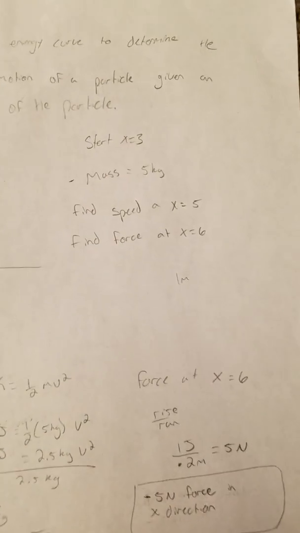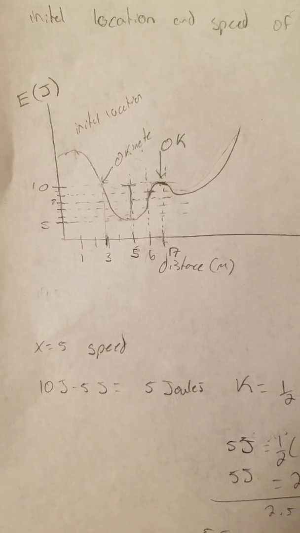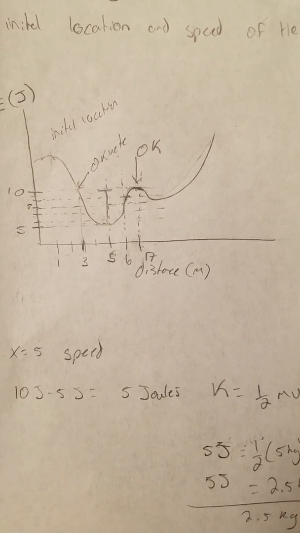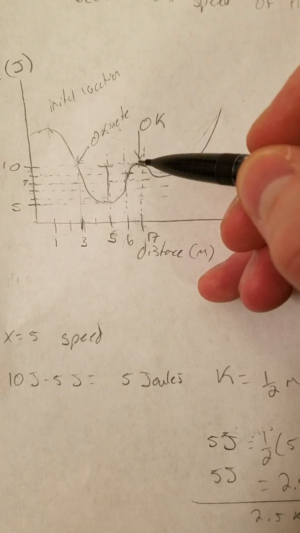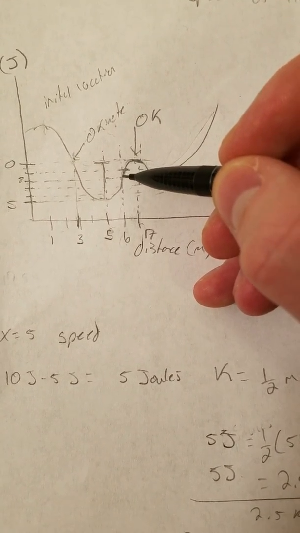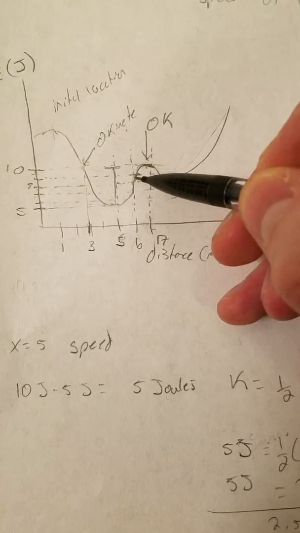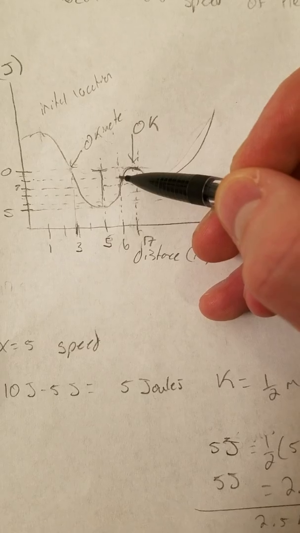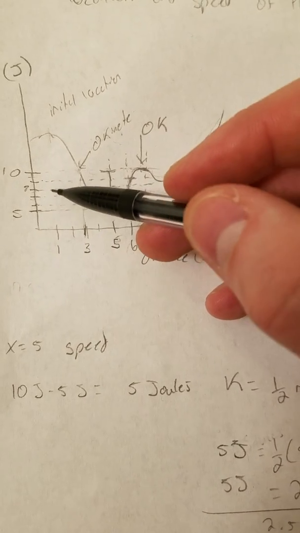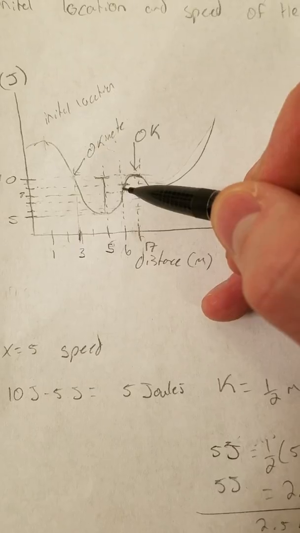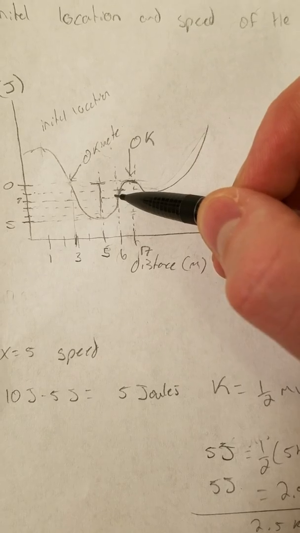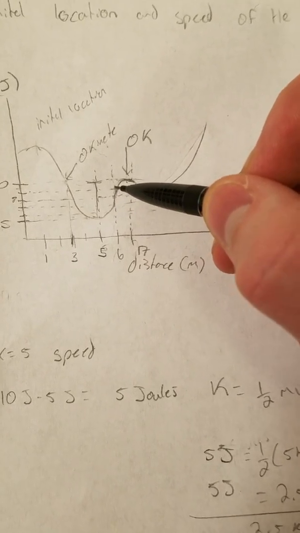Let's see, what else do we want to find? We want to find the force at x equals 6. So if we assume that we start at x equals 3 and we're going from left to right, at x equals 6, we're about right there on this curve. So I estimated that we go up 1, from 8 to 9, so this is 9 joules, and then we go over, so here's x equals 6 and here's x equals 7, so I estimated 0.2 meters.